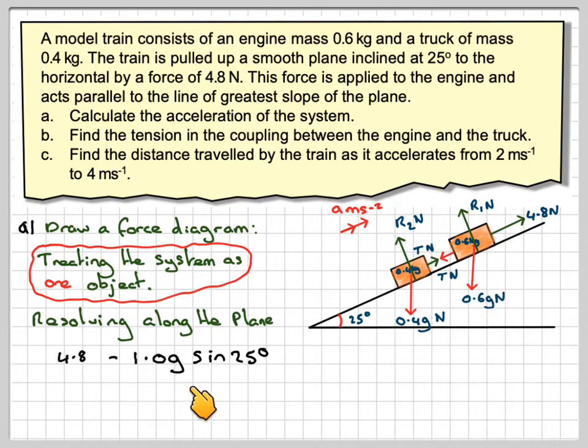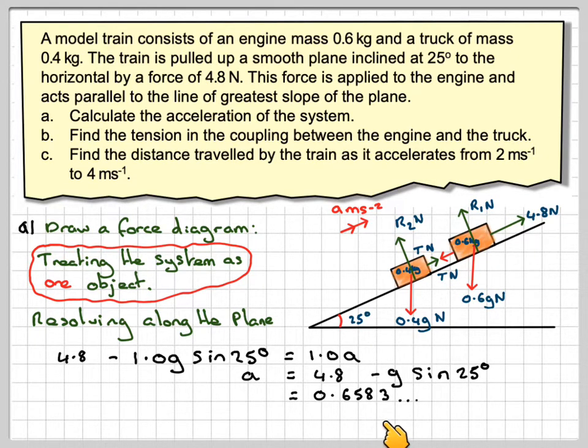So it will be 1g sin 25 is equal to 1.0a, the total mass added together, times acceleration, which means the acceleration is going to be 4.8 minus g sin 25, which is 0.6583, which is 0.658 meters per second squared, correct to three significant figures.